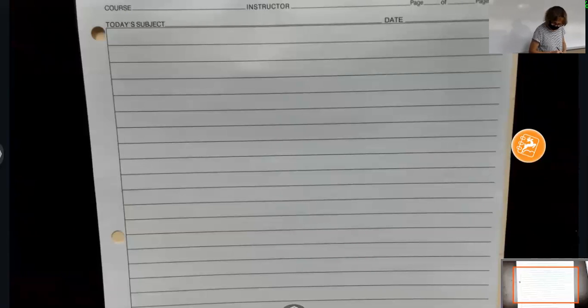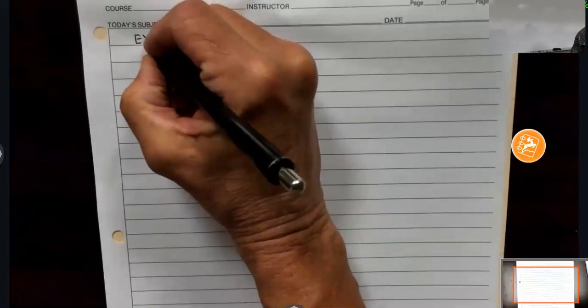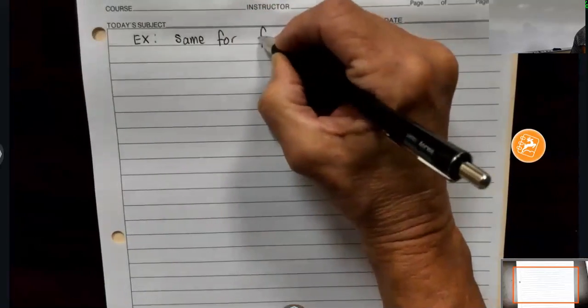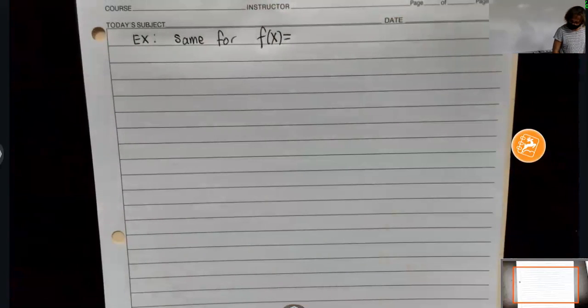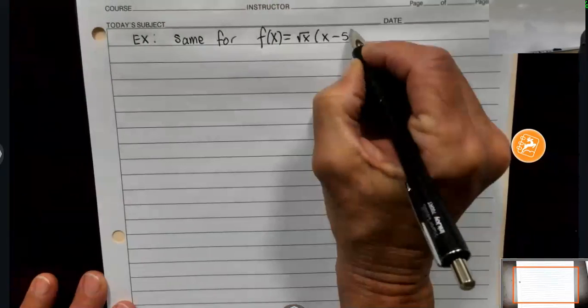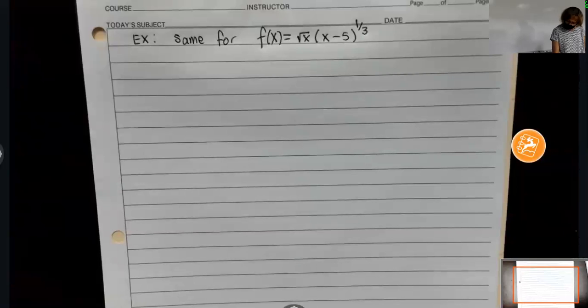All right. Let's see here. Same instructions. Find the absolute max and min. We're going square root of x times x minus 5 to the 1/3 power on the interval from 0 to 4.